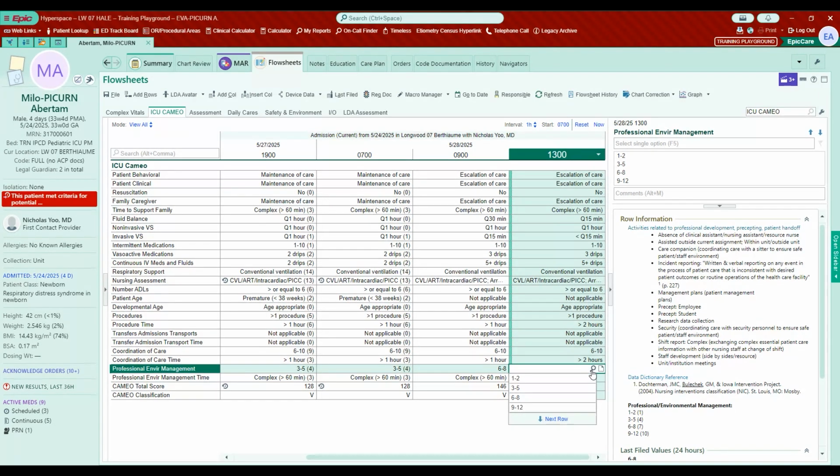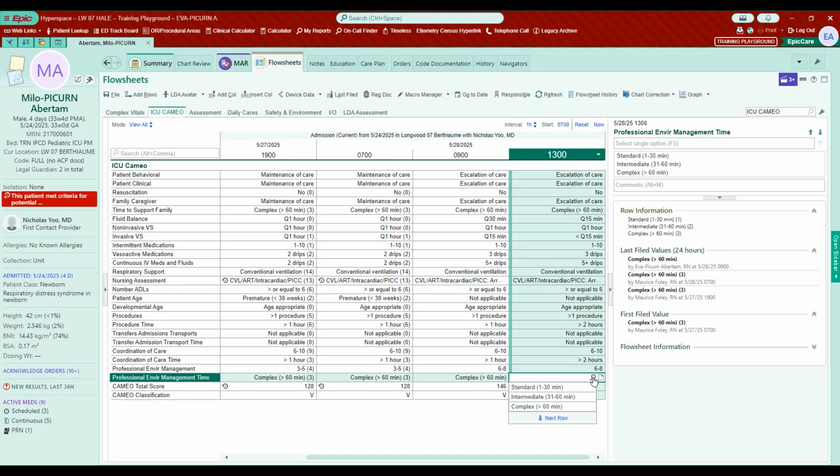For our professional environment management today, I ended up precepting an experienced nurse. We did end up attending a family meeting to update the family about their baby's condition and their plan of care. I did have to give a complex bedside shift report, and I also needed to provide supportive care to my neighboring nurses. The time that I spent during my shift was well over an hour.